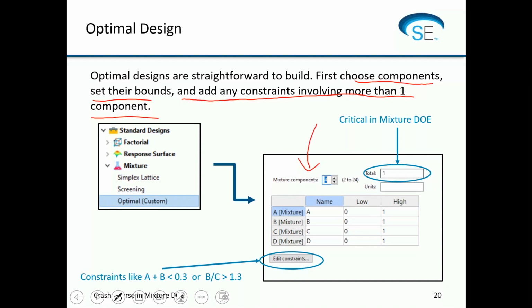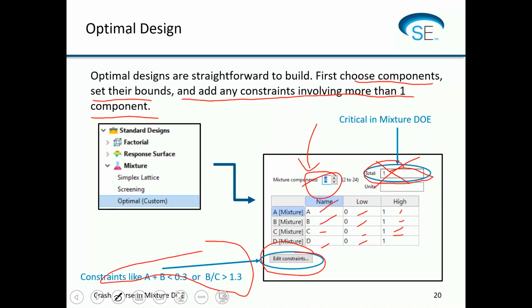So here's a screenshot of that. You choose how many components you have. You set their total. Now notice how if you didn't have this here, it would be a response surface design. But because you have a total here, it's a mixture design. And then you go ahead and put in the names and the lows and the highs of all your components here. And then finally put in any ratio constraints or sum constraints, or basically any of these types of constraints here would go in this edit constraints button.